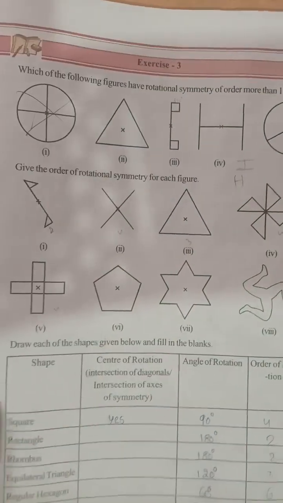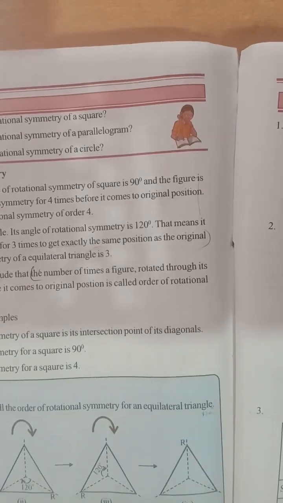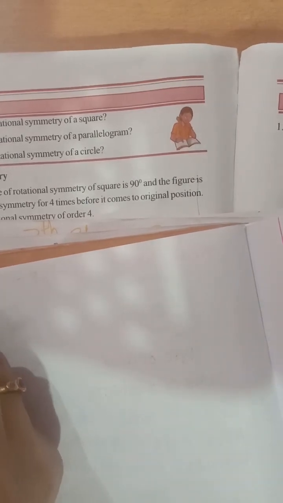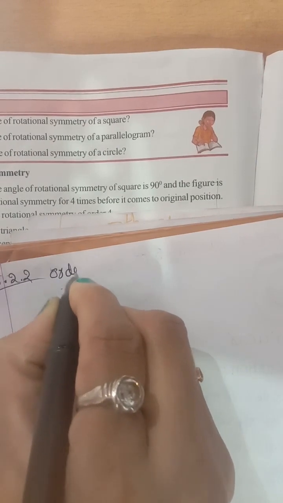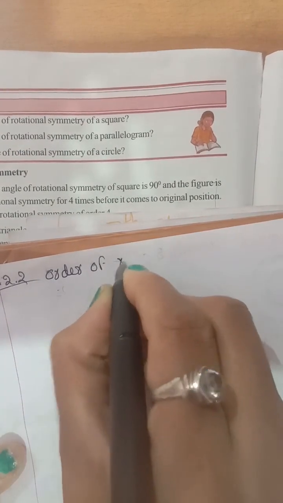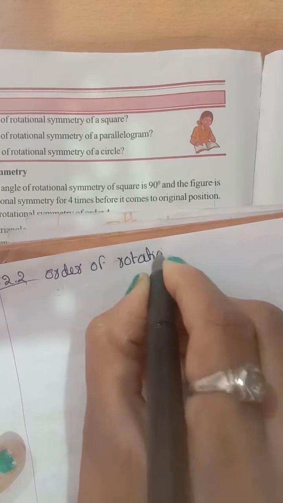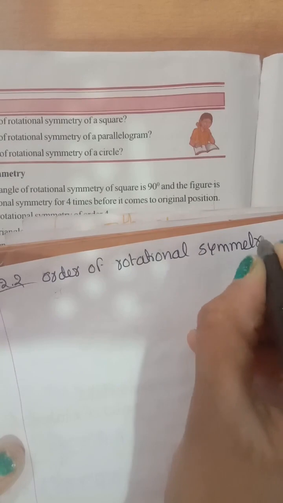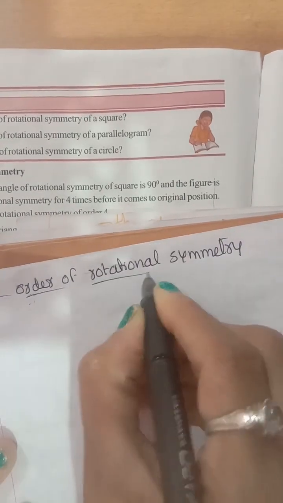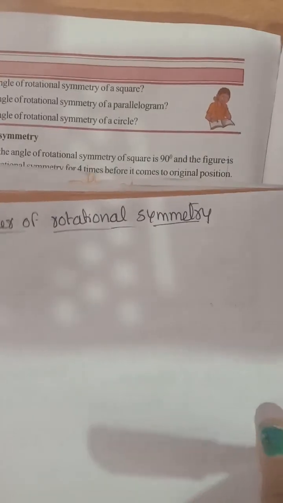Activities are over, and the next topic is the order of rotational symmetry, 15.2.2. Order of rotational symmetry. Are you okay, Gagan Sai? Yes. Order of rotational symmetry.